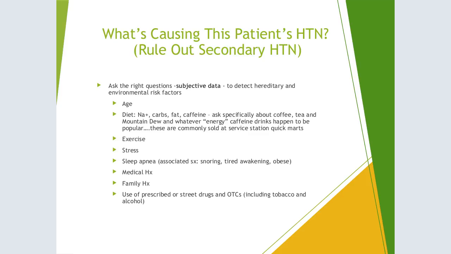So we're going to ask the right questions. Who, what, when, where, why, and how. That's what we're going to ask. Detect hereditary and environmental risk factors. How old is this patient? Are they young, less than 15, less than 20, less than 30? Are they old, greater than 70, greater than 80?